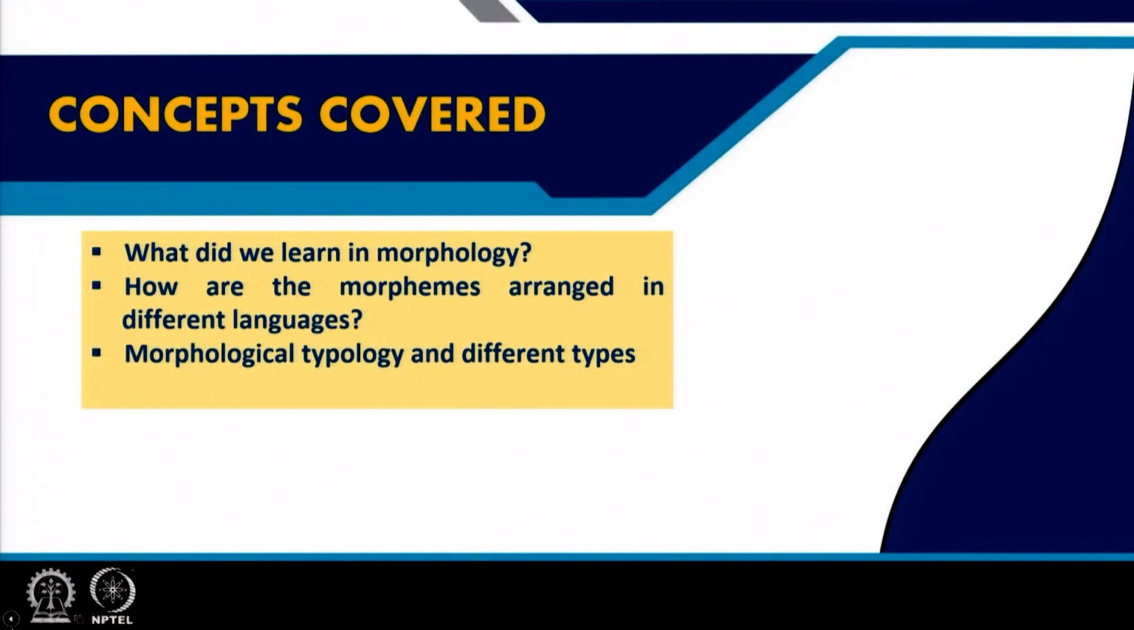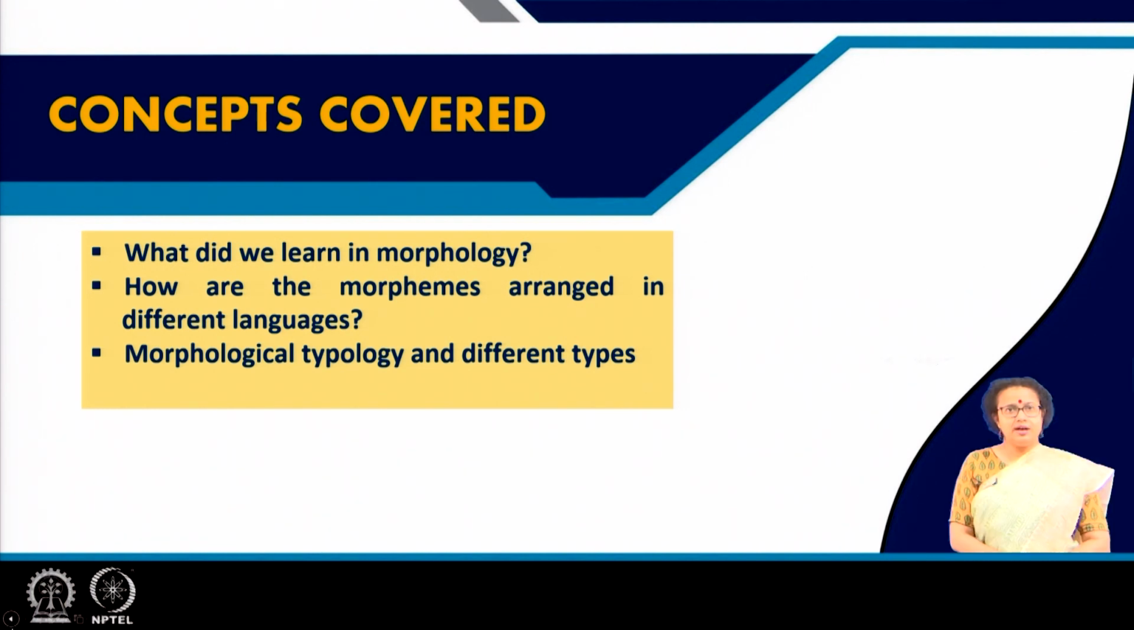We will have a quick recap of what we learned in morphology in today's class, and we will also be talking about the arrangement of morphemes in different languages. That is the primary goal of today's class: how the morphemes are arranged in different languages. With this question, I will introduce you to the idea of morphological typology and also discuss different types. Please keep in mind that we will have a detailed series on typology later, but today is just the beginning of your introduction to the concept of typology.